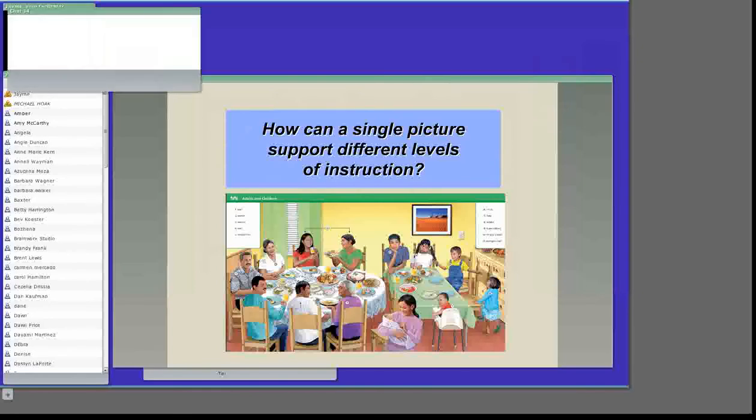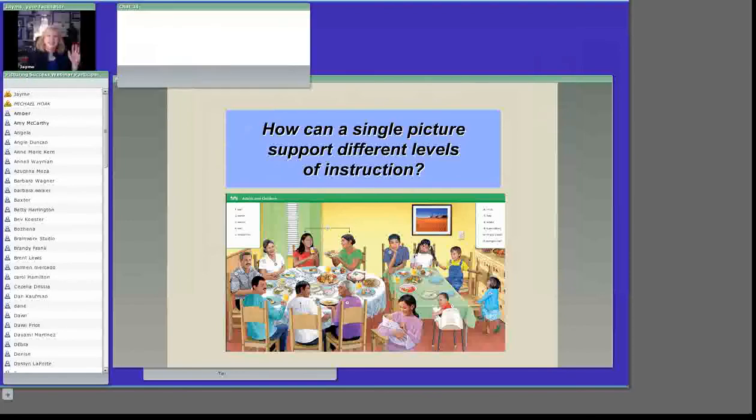Let me just try and make this larger. It's giving me a little grief. All right, we're going to try another chat pod because this one's really being persnickety.